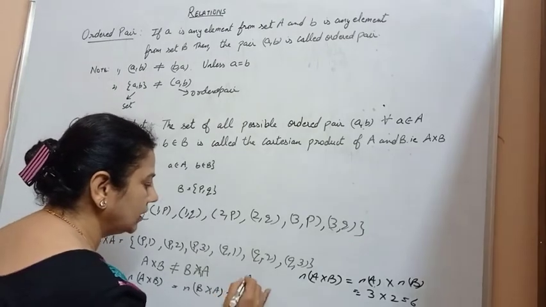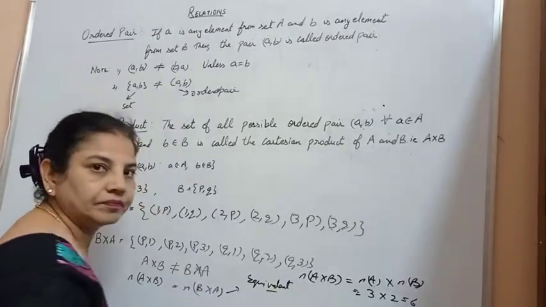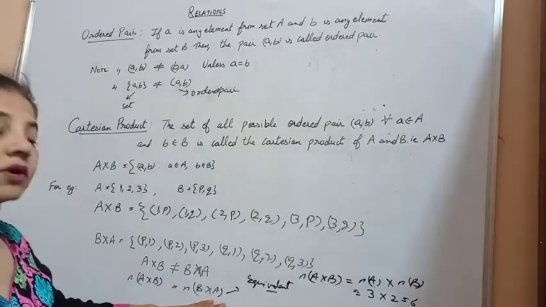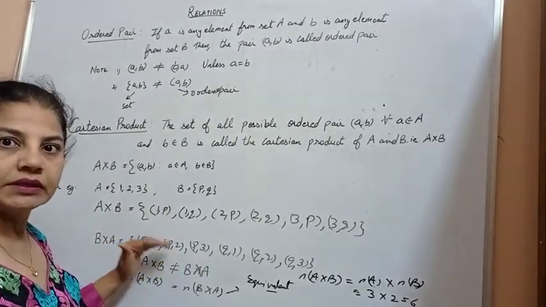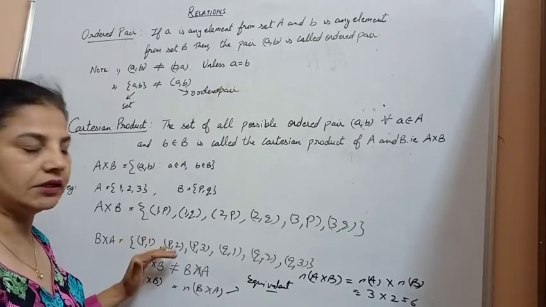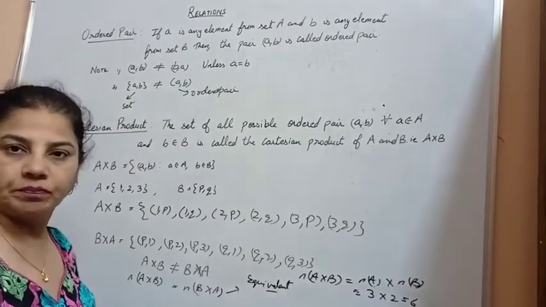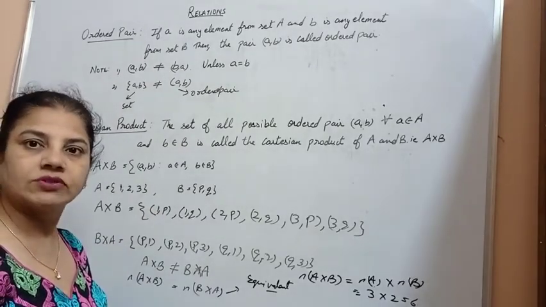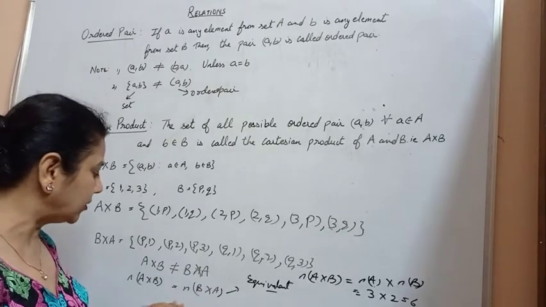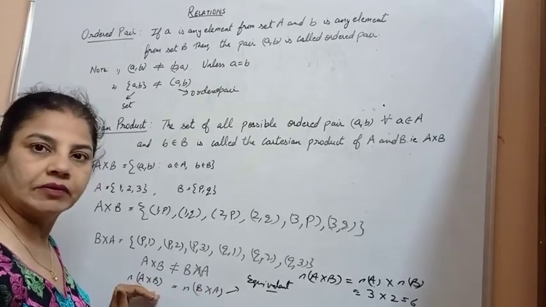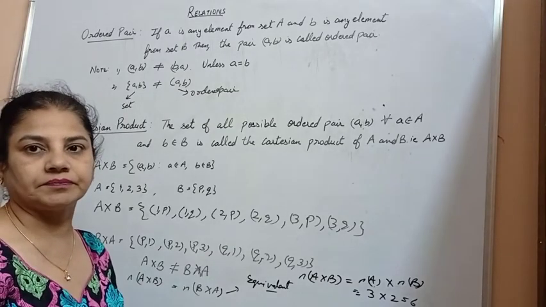They are called equivalent sets. They are not equal, because the elements are not equal, but the number of ordered pairs is equal. Therefore, they are equivalent sets, as (1, p) is not equal to (p, 1). So they are not equal, but they are equivalent, as the number of ordered pairs in A cross B is equal to the number of ordered pairs in B cross A.